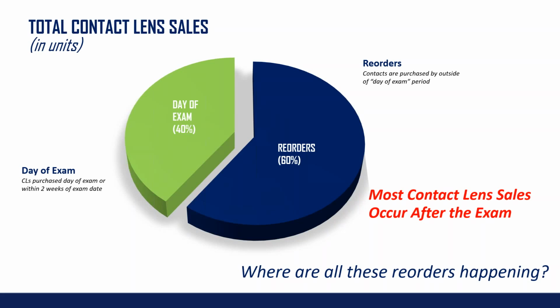This is a snapshot of the contact lens sales in the industry. 40% of all contact lens sales are happening on the day of the exam, while 60% are happening in the form of a reorder. Obviously, looking at this pie chart, the majority of those contact lenses are being sold after the day of the exam.